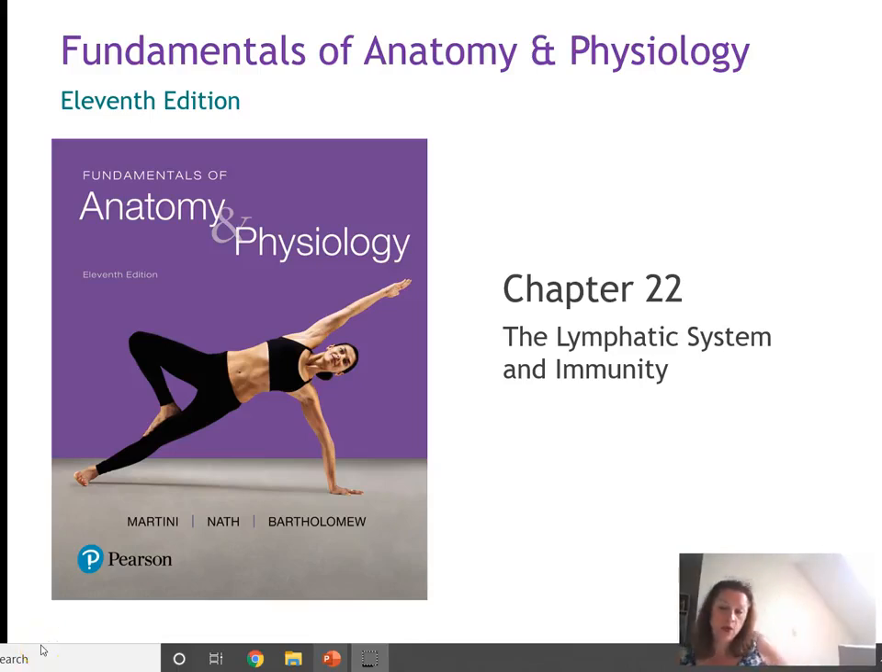Morning. Today we are going to review the lymphatic system and immunity. The lymphatic system includes the lymph vessels, the lymph nodes, certain organs of the body and tissues, and then of course the immune system is going to be our B cells and T cells and antibodies and sort of our cellular immunity.